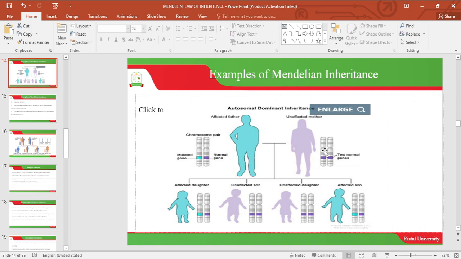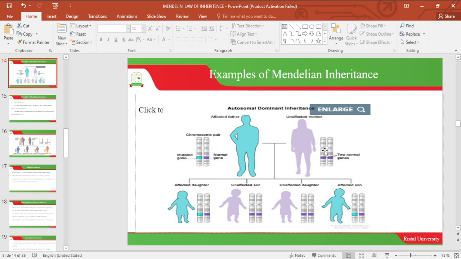The diagram below depicts autosomal dominant inheritance, whereby we have the father who is carrying the mutated gene and the normal gene. It means the father is affected because he is carrying the mutated gene and the normal gene. Then we have the unaffected mother who has two normal genes.